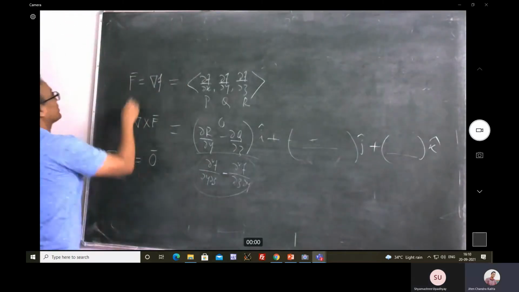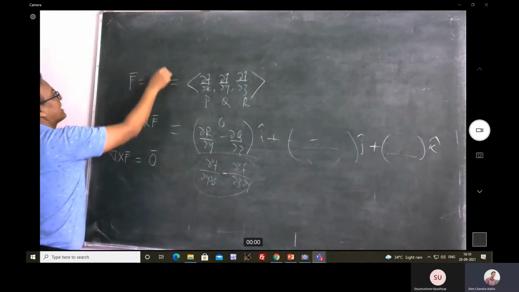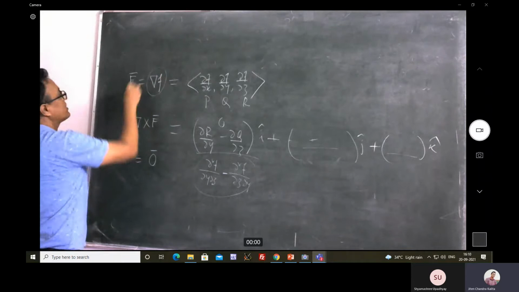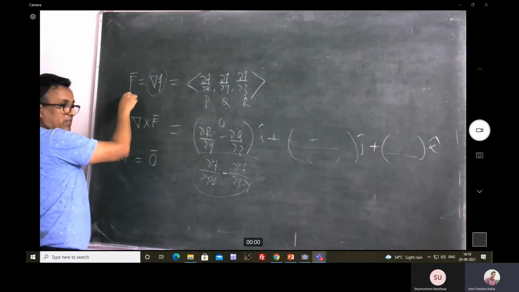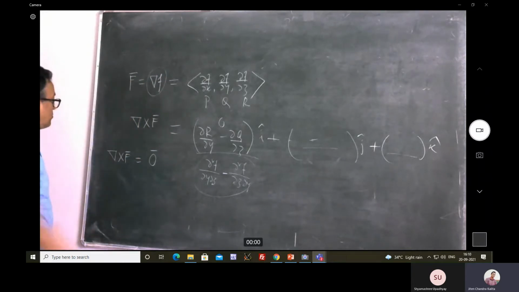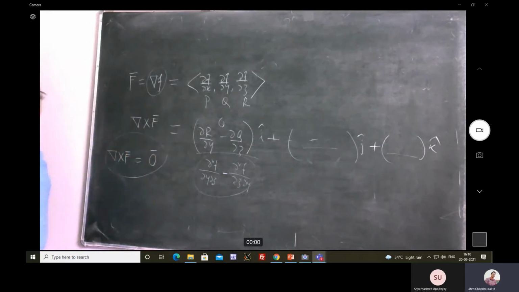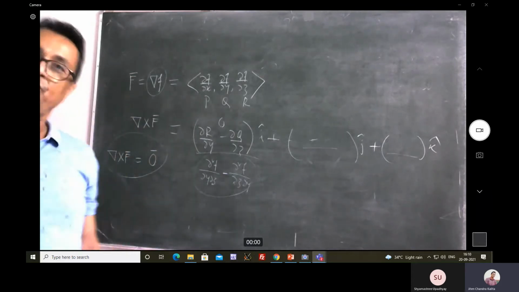Yes, because I know that whenever a vector field can be expressed as the gradient of a scalar function, we say that this is a conservative vector field, right? So that means for all conservative vector fields, the curl of them is 0.